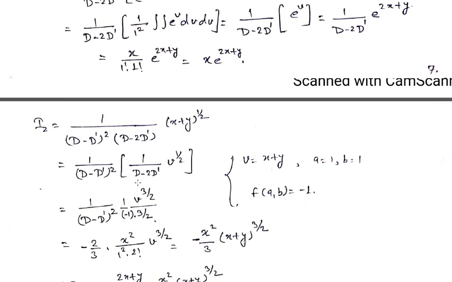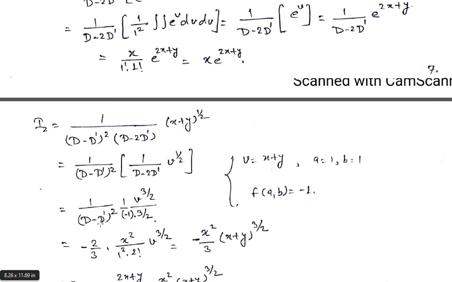It gives us 1 upon minus 1. 1 minus 2 gives us minus 1, and integration of v raised to power half, this is of order 1, so we integrate it 1 time. It gives us v raised to power 3 by 2 upon 3 by 2. So when we simplify it, we get minus 2 by 3 v raised to power 3 by 2. Now (D - D')² becomes 0 when we replace D with 1 and D' with 1.